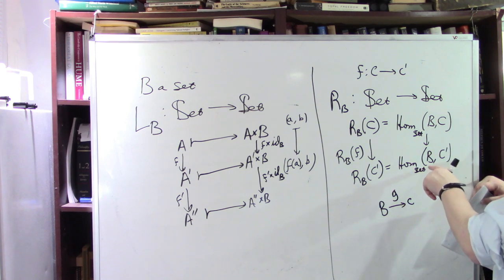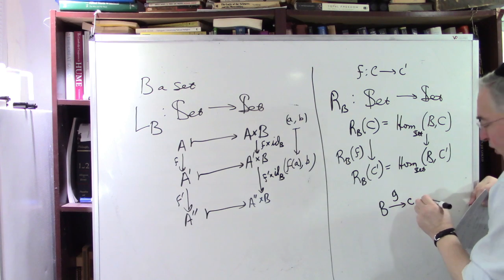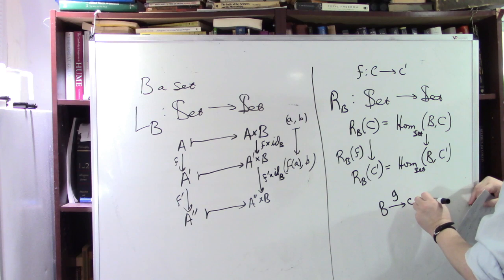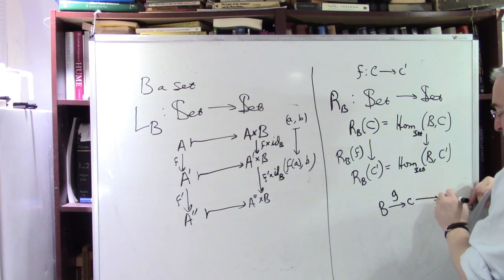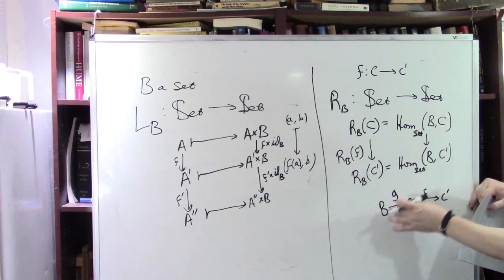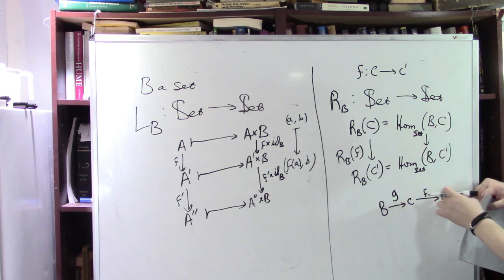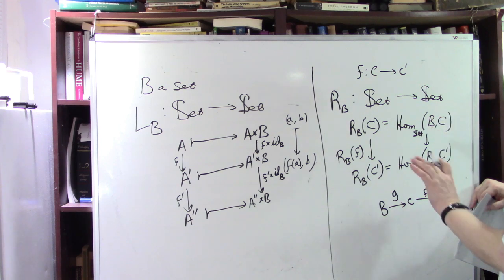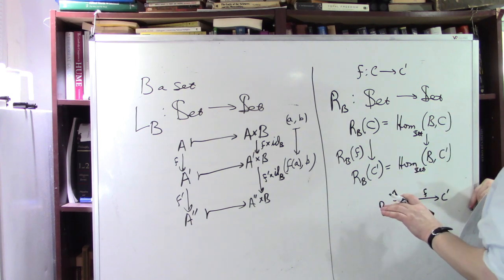Now I want a homomorphism from B to C prime. All I do is look at this homomorphism from B to C, and compose it with this homomorphism. And then I get a homomorphism from B to C prime. That's in here. So from B to C is here, this is g, this is g composed with f is here. Okay, let's just think about what this is. Now it looks strange, but it happens all the time here.